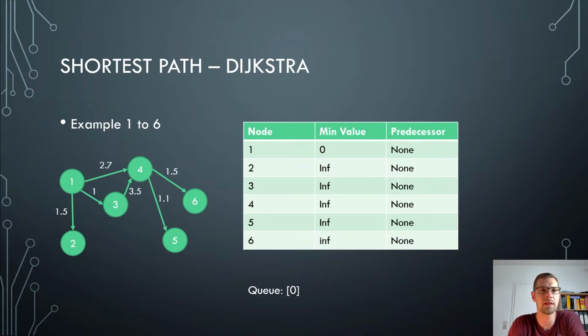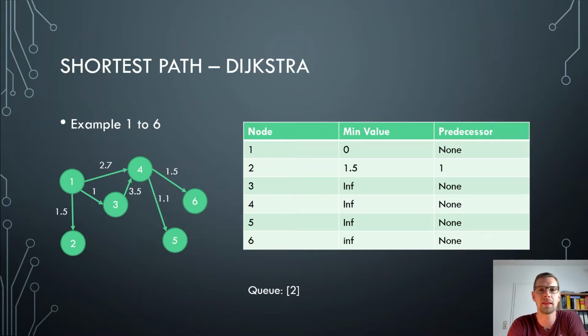Alright, so let's have a look at this example here. We initialize this list with the minimum value infinity for all the nodes apart from the first node, and that is the node 1 here. And our predecessor will always be none. And our queue will have at first our start node, the 1, in it.